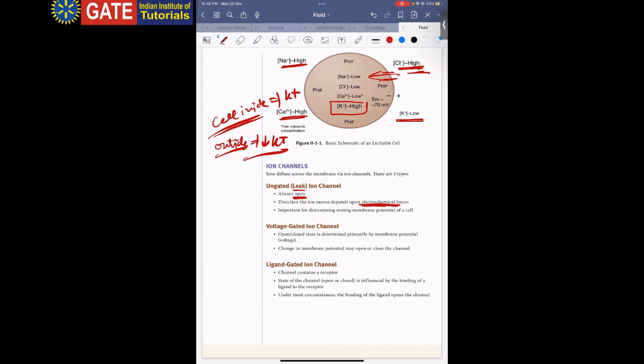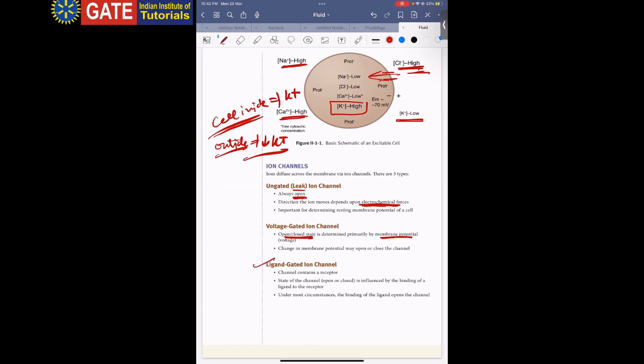Then we have the voltage gated ion channels. Voltage gated ion channels have either an open or a closed state. They are not always open; they can be open or they can be closed, and that is determined by the membrane potential. Okay, what is the potential that will determine whether it's in the open state or the closed state? If there is a change in the membrane potential, that can open or close the channel.